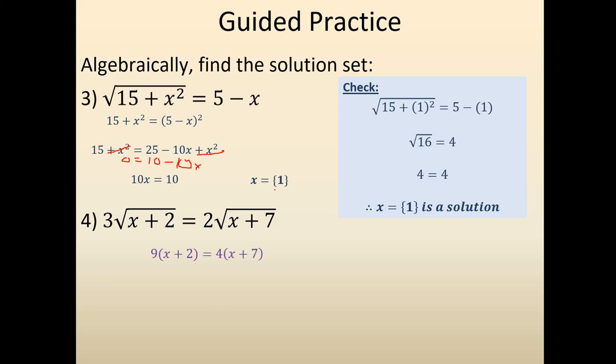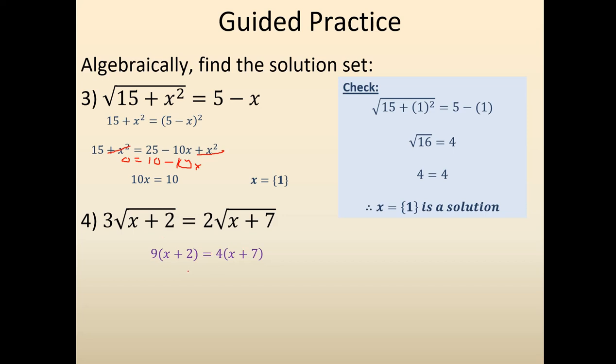For number 4, we square both sides. Because of the fact that I can't divide 2 into 3 or vice versa, I have to keep them here, and I'm going to square these terms along with the square root terms. So this is just 3 squared, giving us 9. This is 2 squared, giving us 4. And then we'll end up having the x plus 2 and the x plus 7.